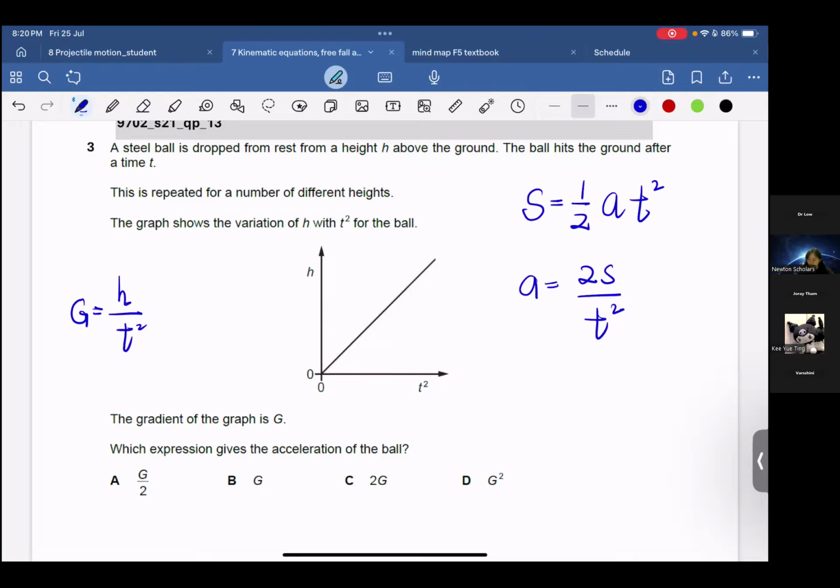Okay, so here this S means the hash, okay? So S is actually the hash. Here, this part is G, so it will equal 2G. C, okay. Vashini, C, okay. So we go to the last question.